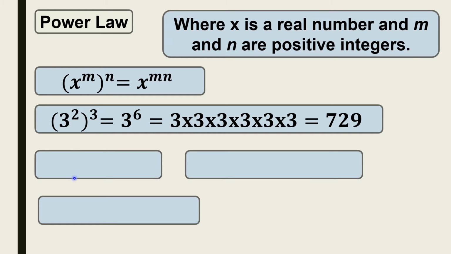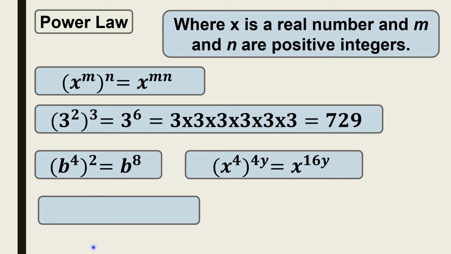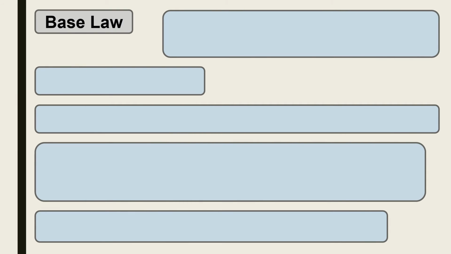Next, 3 squared raised to 3. You just multiply 2 times 3. To simplify it, 3 times 3 times 3 times 3 times 3 times 3, that is 729. Next is b to the fourth power raised to 2, that is b to the 8. x to the fourth raised to 4y, that is x to the 16y. And then a raised to 2a equals 3b. Next law is the base law.